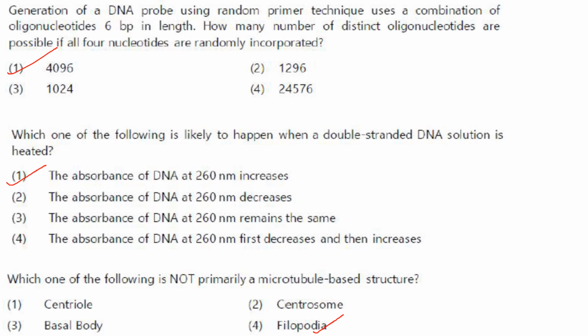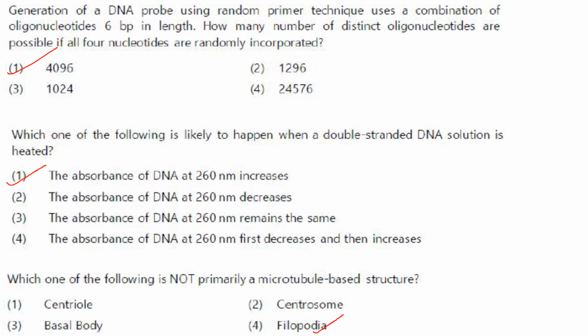Then next one. Which one of the following is likely to happen when a double-stranded DNA solution is heated? So when double-stranded DNA solution is heated, it becomes single-stranded, so absorbance increases. So the absorbance of DNA at 260 nanometers increases. Absorbance of DNA is measured at 260 nanometers.